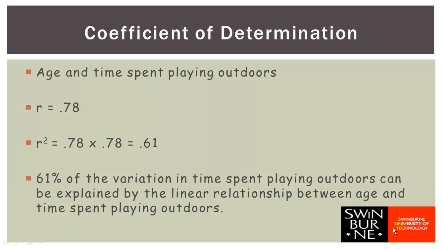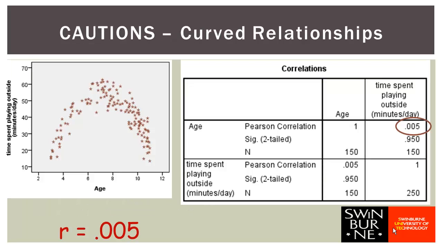Now there are some things that we need to be really careful about when we use Pearson's R to estimate the strength of a relationship. So have a look at this relationship between age and time spent playing outdoors. This is quite a strong relationship. Knowing a child's age would help us to predict how much time they spent outdoors. But if you look at the value of Pearson's R circled in the SPSS output, you can see that it's really, really small, 0.005. So this is telling us that there's practically no relationship between the two variables.